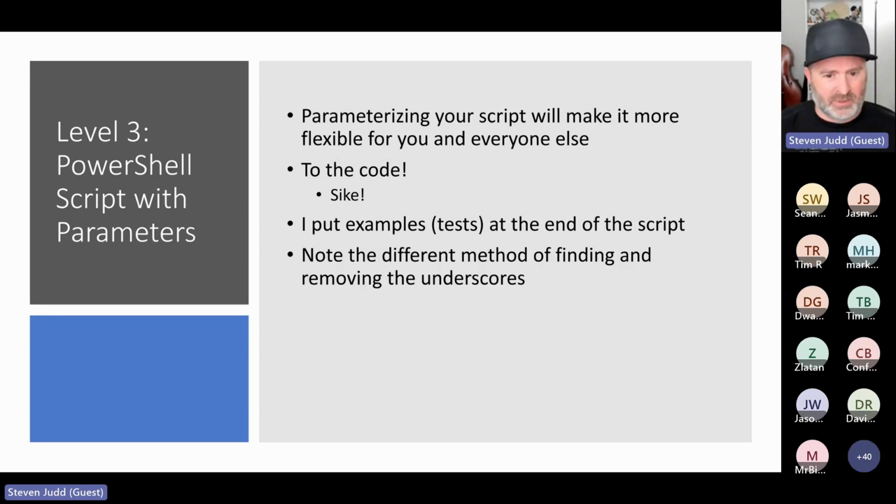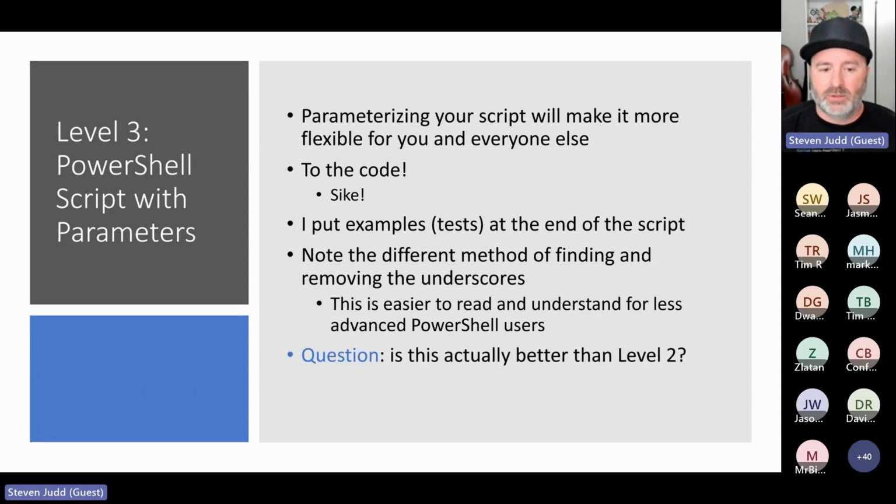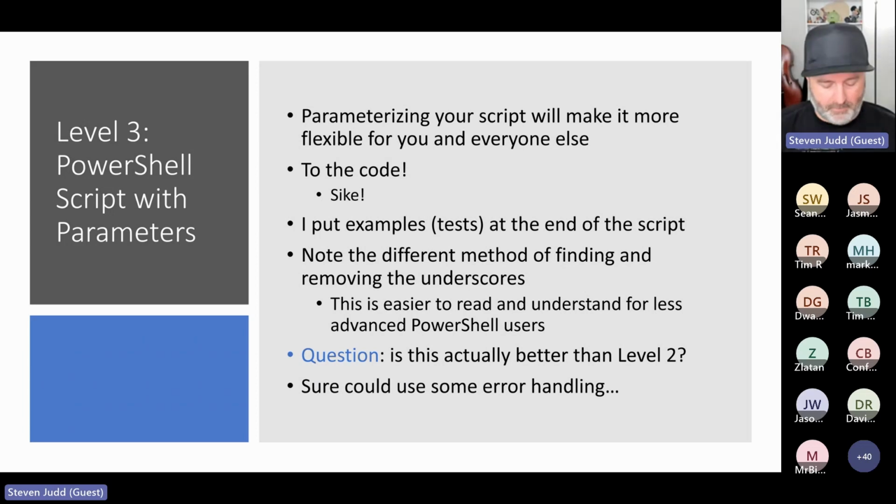I already talked about this, but did you note the different method of finding and removing the underscores? I just did that to show another way. Also, it's easier to read and understand for less advanced PowerShell users. When you're doing that versus doing a big blob long code line and you're trimming off the front and doing a length for this using substring, it's a little harder to read. If you're reading that code, I think it makes it easier to read. Now the question is, is this actually better than level 2? Sure could use some error handling.